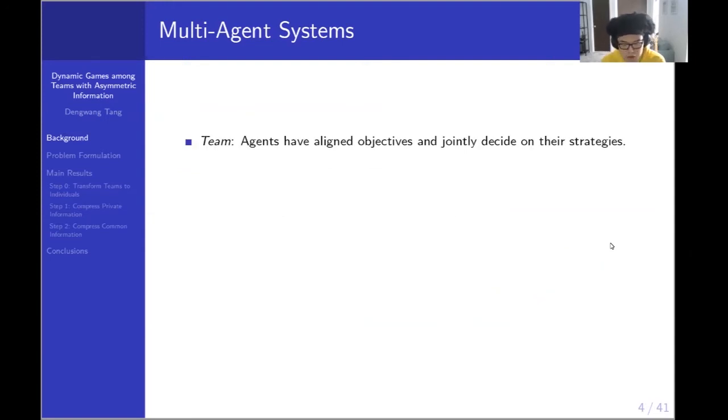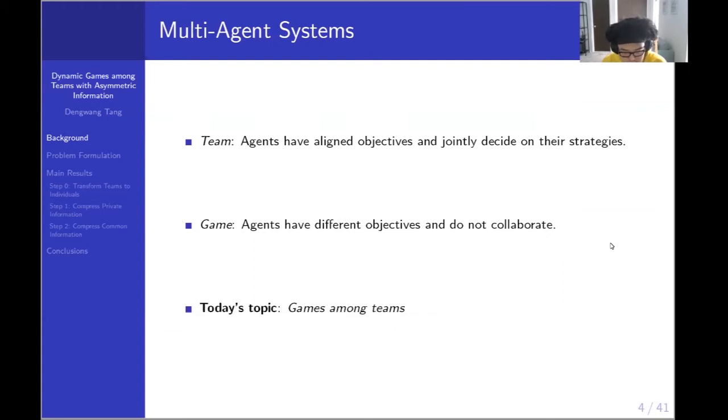So there are mainly 2 different types of multi-agent dynamic system settings, namely teams and games. In a team setting, the agents have aligned interests and they collaborate with each other. In a game setting, the agents in general do not collaborate and they have conflicting objectives. In this talk, what we are going to investigate is a setting where groups of agents collaborate to compete with other groups, so namely games among teams.